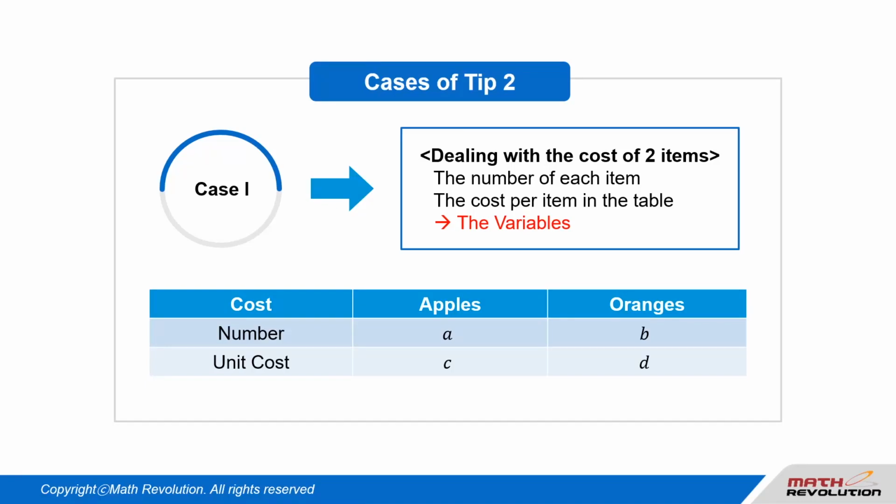Case 1. Let's look at an example dealing with the cost of 2 items, apples and oranges. The variables would stand for the number of each item and the cost per item in the table. The separated 2x2 table can be made as below. Number of apples, A. Number of oranges, B. Unit cost of apples, C. Unit cost of oranges, D.